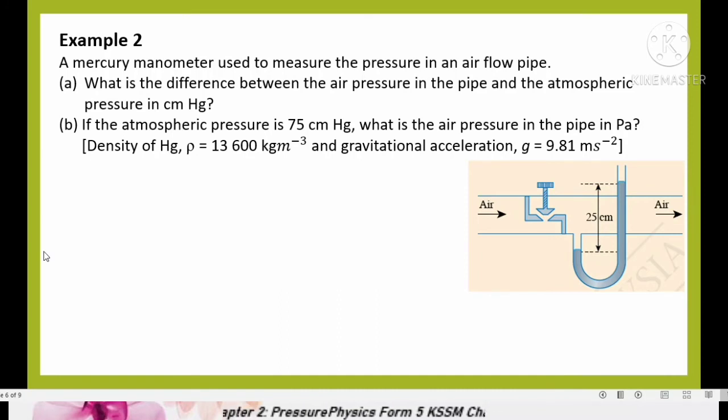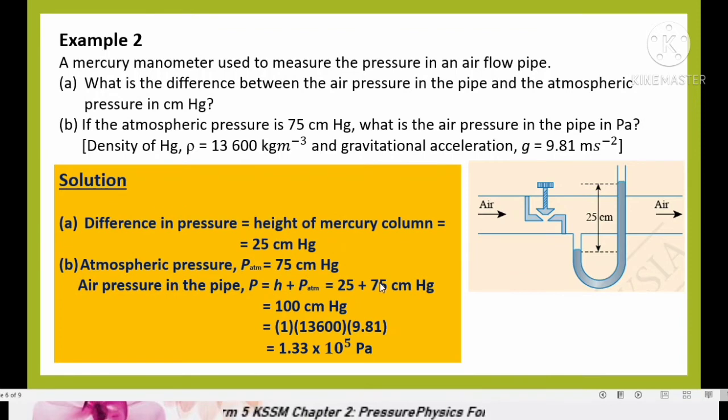Okay, let's discuss another example on this one. Example 2. A mercury manometer is used to measure pressure in an airflow pipe. What is the difference between air pressure in the pipe and atmospheric pressure in cm mercury? You can see the difference in level is 25 centimeter. There is a difference in pressure between both arms of the U tube. So the height of the mercury column equals 25 centimeter mercury.